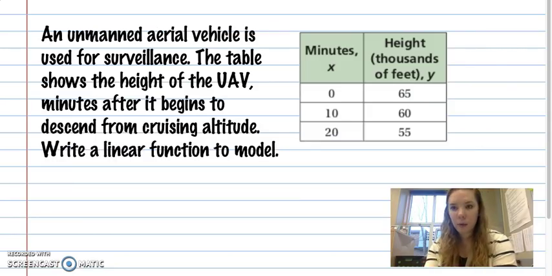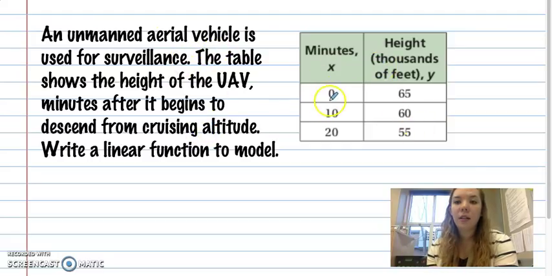The last couple of examples we're going to talk about are word problems, or when you would see these things in context. So this first one says, an unmanned aerial vehicle is used for surveillance. The table shows the height of the UAV minutes after it begins to descend from cruising altitude. Write a linear function to model. Okay? And UAV is unmanned aerial vehicle. So that could be a drone, for instance. A drone is used for surveillance.